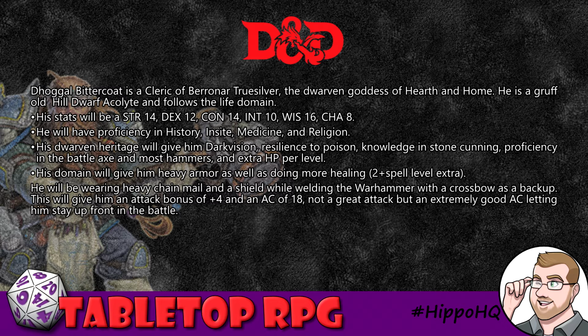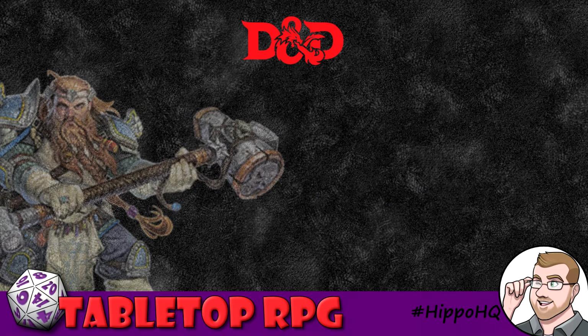So the equipment I'll be giving him will be a heavy chainmail and a shield while wielding the warhammer with a crossbow as backup. This will give him an attack bonus of +4 and an AC of 18. Not a great attack, but an extremely good armor class for D&D, letting him pretty much stay right up the front of the battle. Let's have a look at his spellbook.